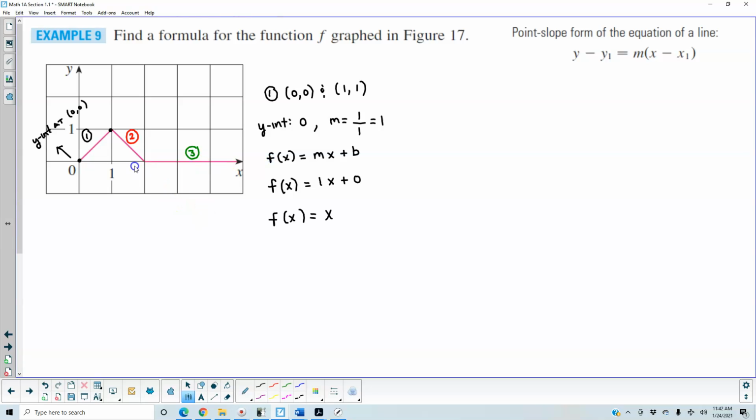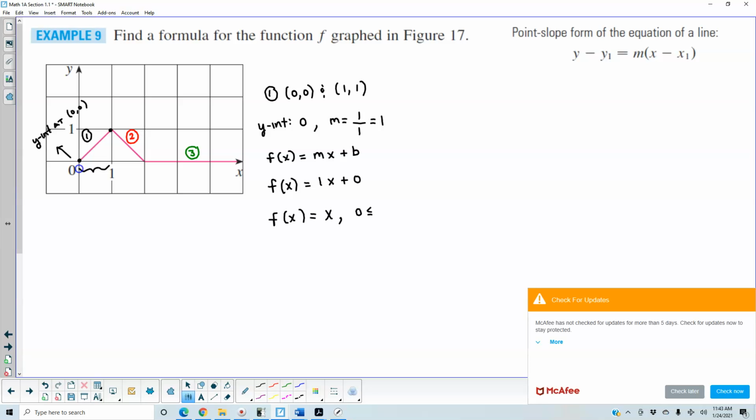Now, we also need to determine that there is a restriction. So what is the restriction here? Meaning, how far does this line go? Well, this line for x goes from 0 to 1. So if you look here, it goes from 0 to 1. So that means provided that x is in between 0 and 1.